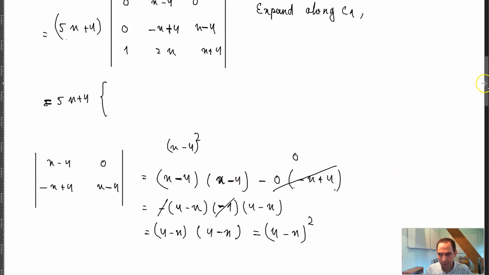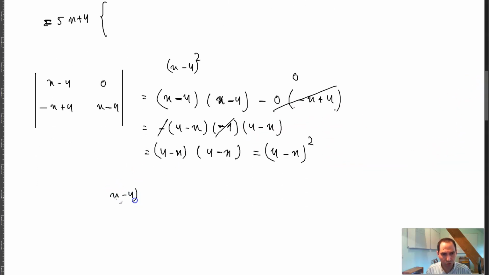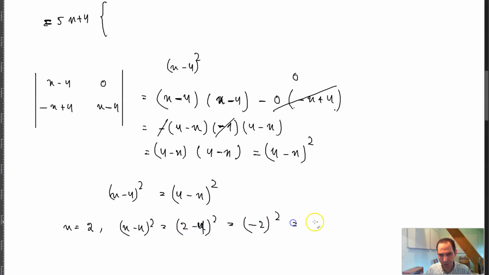Which means x minus 4 whole squared is actually the same thing as 4 minus x whole squared, which makes sense. For example, if x is equal to 2, then x minus 4 whole squared is 2 minus 4 whole squared, which is negative 2 squared, which is 4. And 4 minus x whole squared is 4 minus 2 whole squared, which is 2 squared, which is 4. Therefore, you can write it also as 4 minus x whole squared.